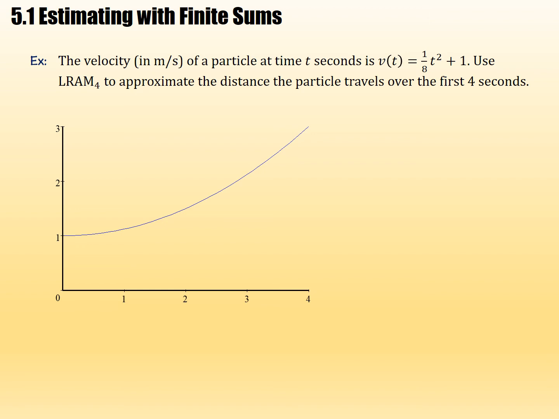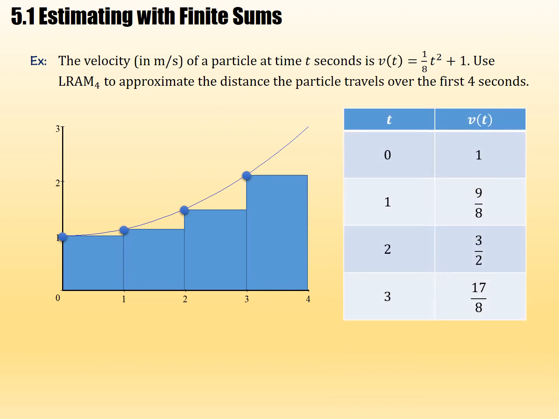So here is my function, 1/8 t squared plus 1. Notice the first thing I do is mark the heights of my rectangles. And since it's LRAM, it is the left endpoint. So notice I'll be using v of 0, v of 1, v of 2, v of 3. v of 4 does not get to come to the LRAM party. Draw my rectangles. The behavior of the function, which again I'm leaving up to you to see if you can figure out which behavior, means that this LRAM will be an underestimate, as you can clearly see by the missing area. I calculate my velocity values at 0, 1, 2, and 3.